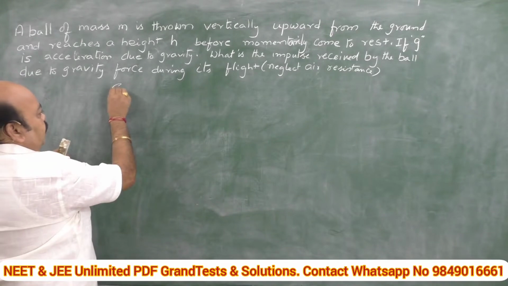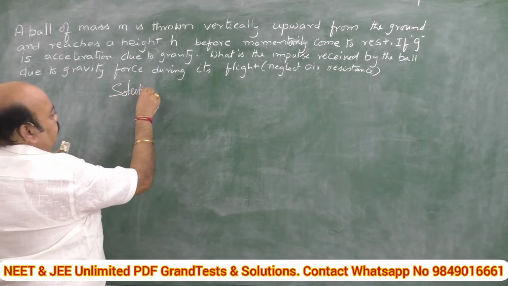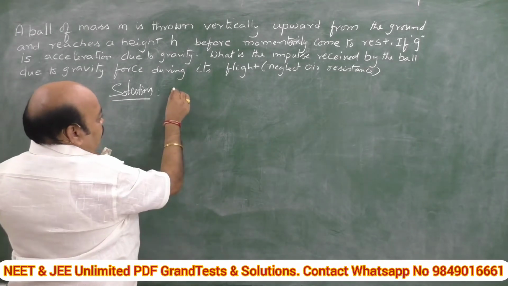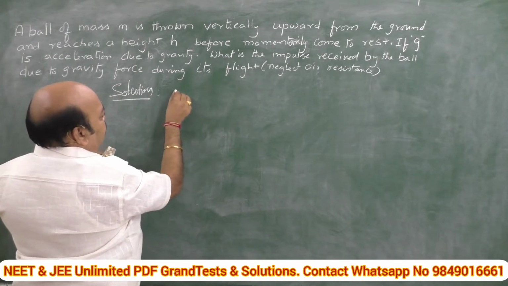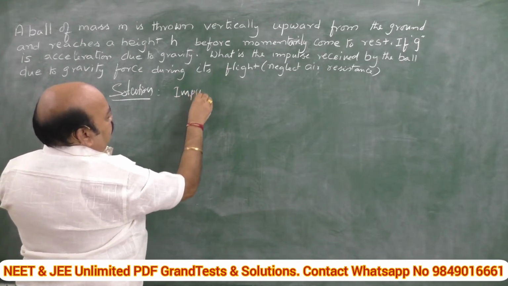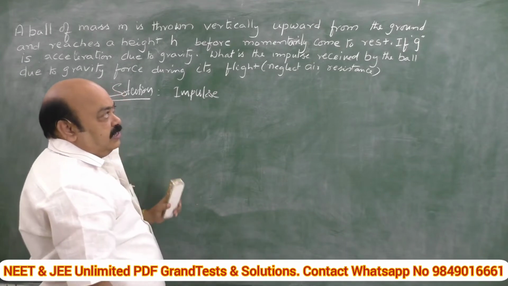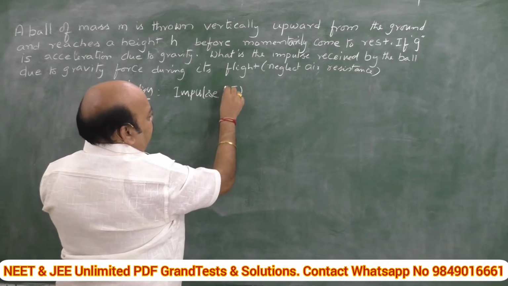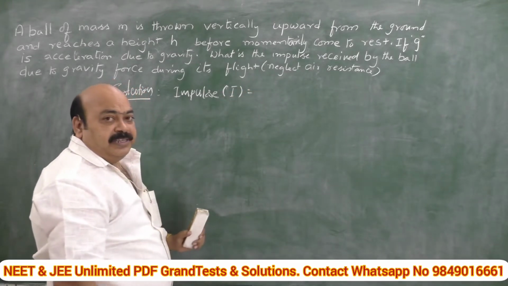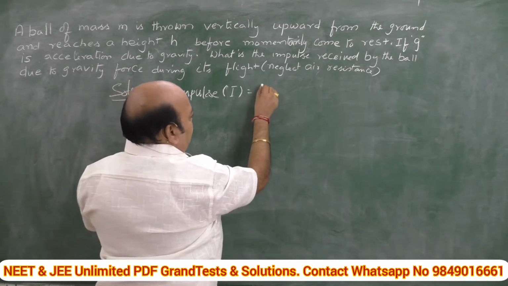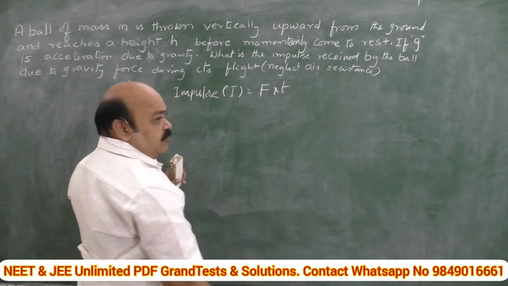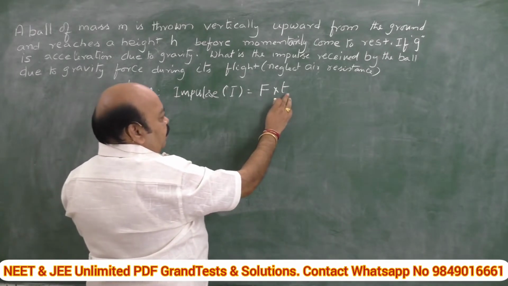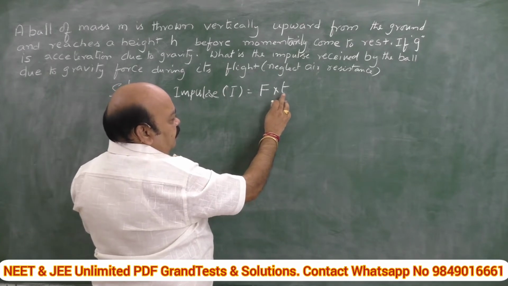Coming to the solution, here what we have to calculate? We are going to calculate the impulse. What is the impulse received by the ball? What information do you have regarding this impulse? From our theoretical knowledge, impulse is nothing but the product of force and the time for which it acts. Once again, impulse is nothing but the product of force and the time for which it acts.